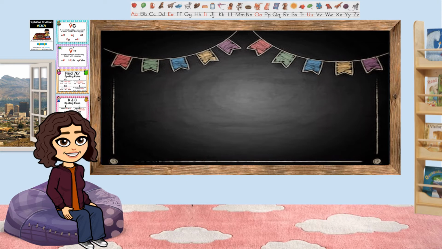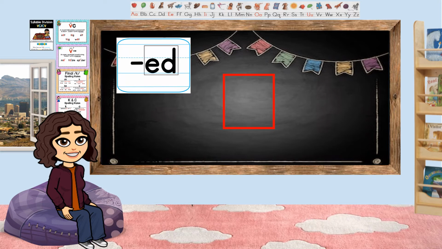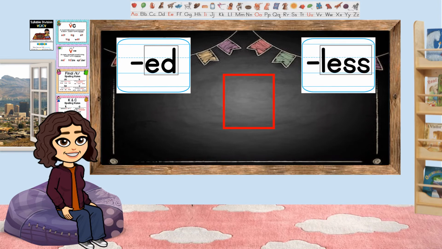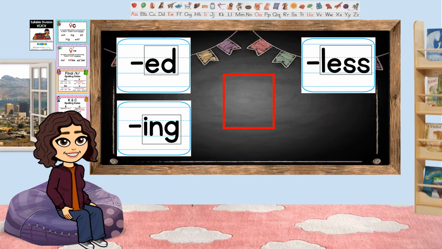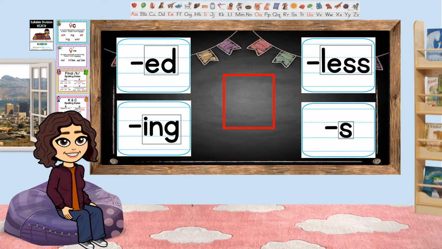What is a suffix? A suffix is something that is added to a root word that changes the meaning. We code suffixes by boxing them in. Some suffixes that we have learned so far are suffix ed, suffix less, suffix ing, and suffix s.